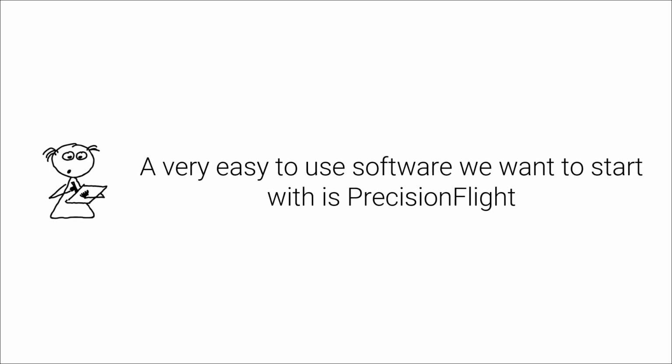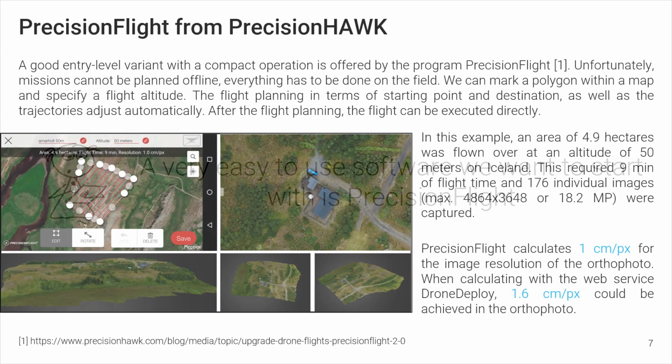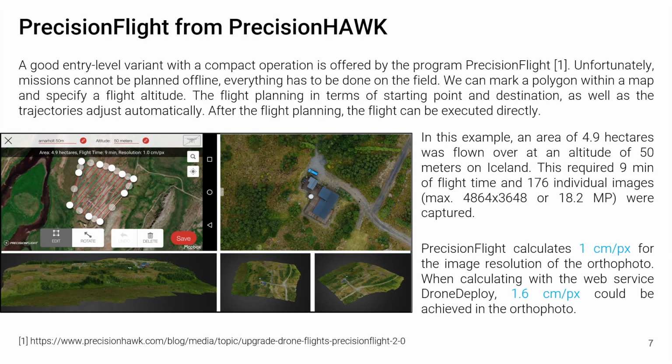A very easy to use software we want to start with is called PrecisionFlight. A good entry-level variant with a compact operation is offered by the program PrecisionFlight, which can be installed on a smartphone or a tablet. Unfortunately, missions cannot be planned offline. Everything has to be done in the field. We can mark a polygon within a map and specify a flight altitude. The flight planning in terms of starting point and destination, as well as the trajectories, adjust automatically. After the flight planning, the flight can be executed directly.